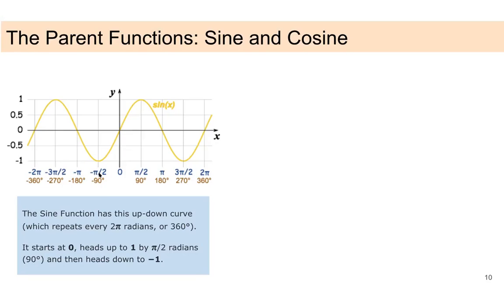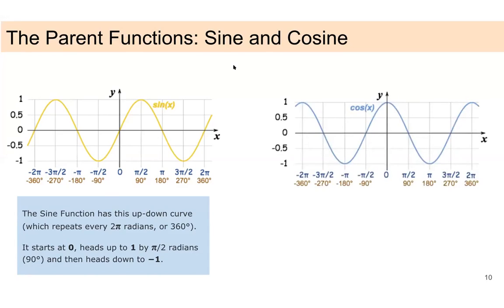Sometimes it's over time, like the Ferris wheel. Notice that for sine, there's a little description. Sine has this up and down curve. It repeats every 2 pi radians, or basically every 360 degrees. It starts at 0, so it starts right here in the middle. It goes up and then goes down. That's sine.